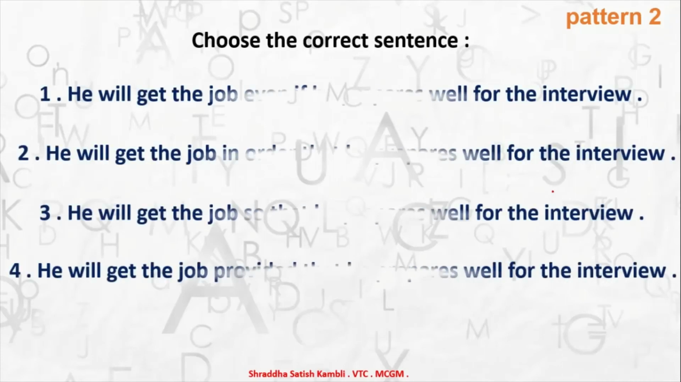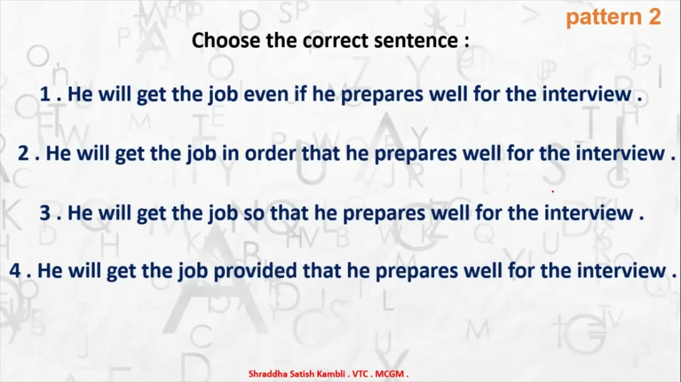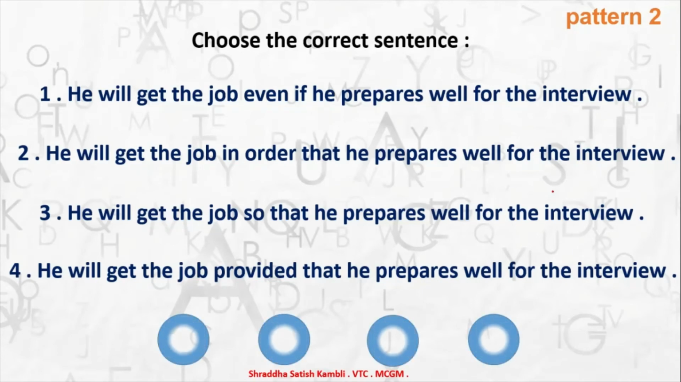Coming to pattern 2, choose the correct sentence. So here we have 4 sentences for you. You're supposed to see which one is the correct one. He will get the job even if he prepares well for the interview. He will get the job in order that he prepares well for the interview. He will get the job so that he prepares well for the interview. He will get the job provided that he prepares well for the interview.